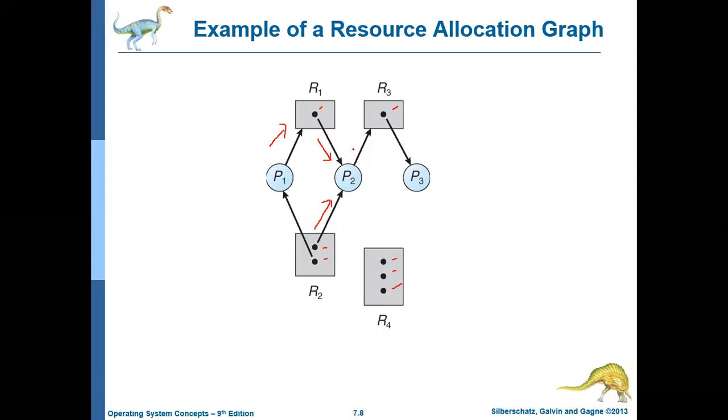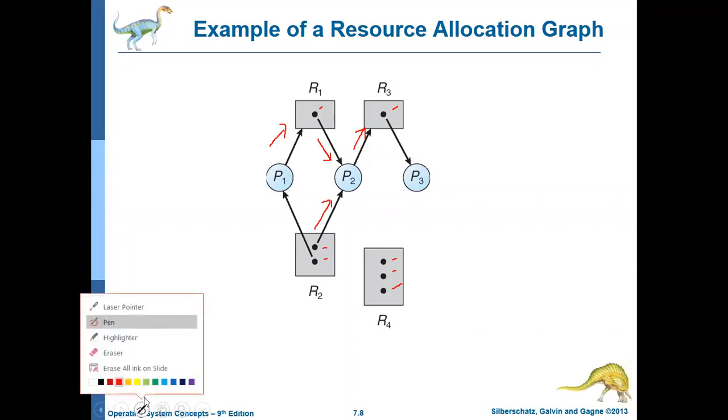And P2 is requesting the resource R3. There is only one instance of R3, but still P2 is requesting it. So P1 is holding R2 and requesting R1. P2 is holding R1 and R2 and requesting R3. And the process P3 is holding the resource R3. There is only one instance, and that instance of R3 is held by the process P3.